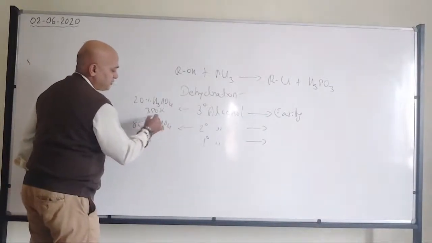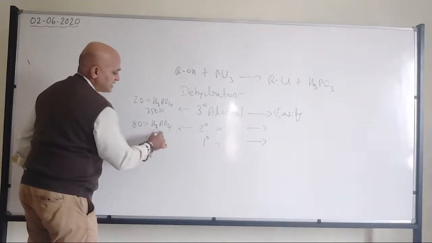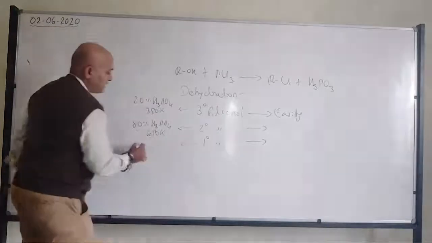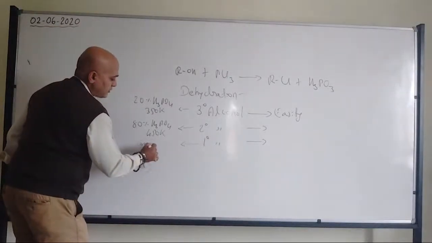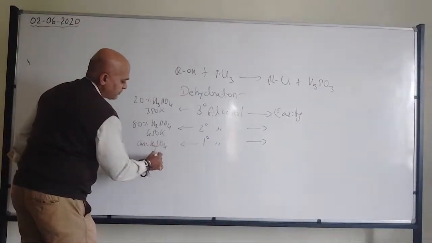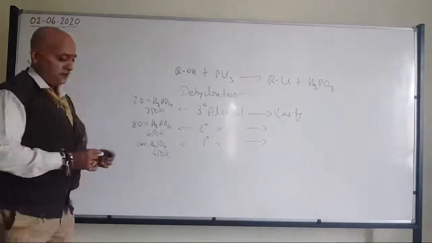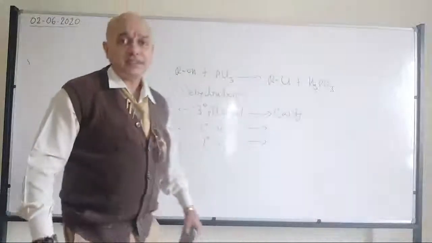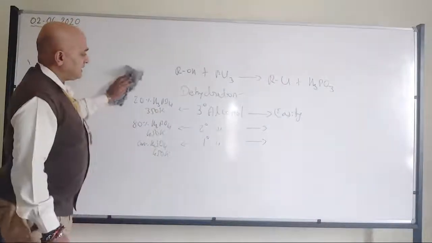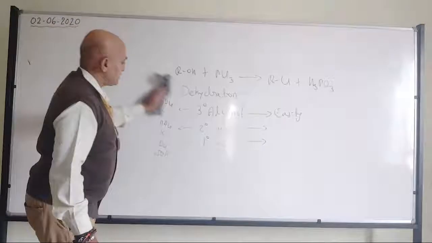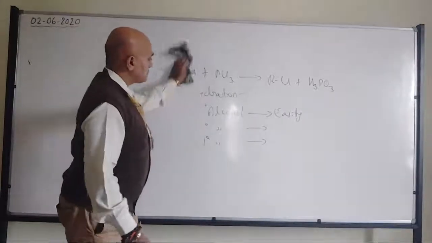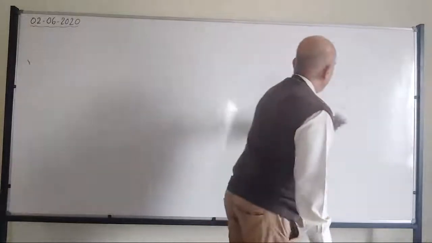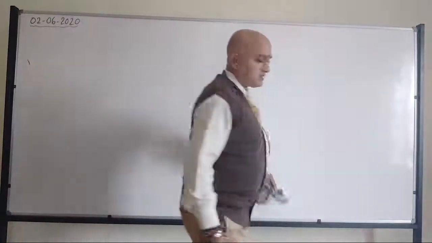It will be 80% and even temperature nearly 440 to 450. Now when it comes to primary, we have to use concentrated H2SO4 and approximately 440 to 450 Kelvin, right? So that's where we have the dehydration of alcohol, where tertiary alcohol once again dominates over other alcohols. Fine? That's what we have discussed.